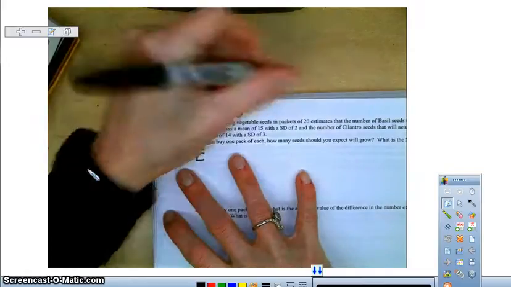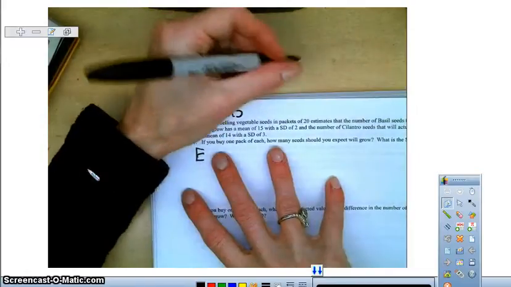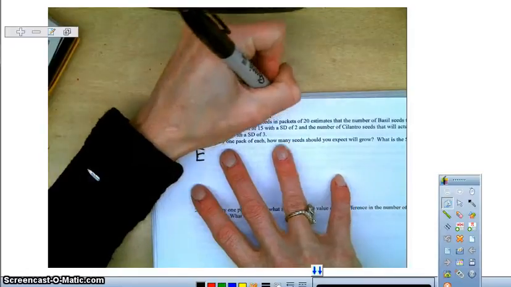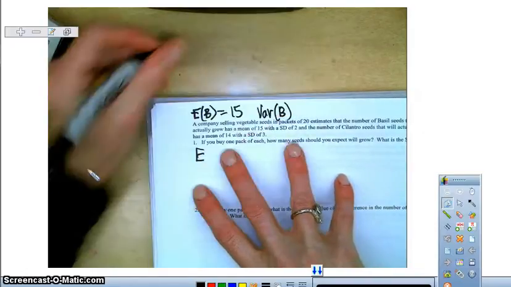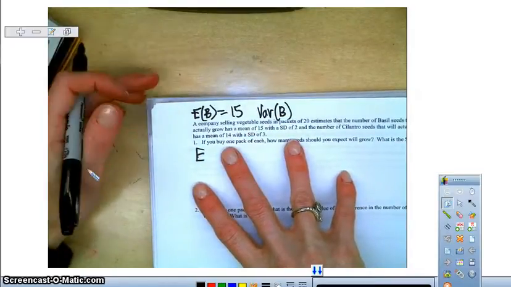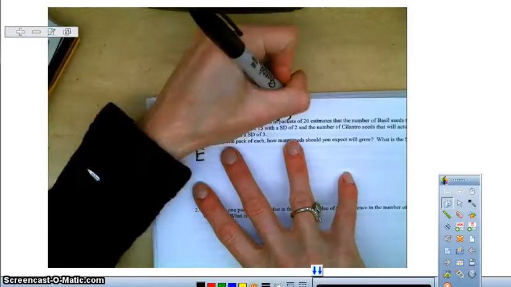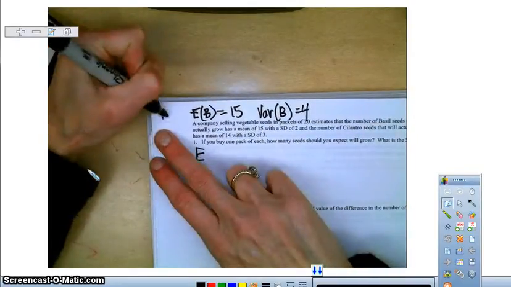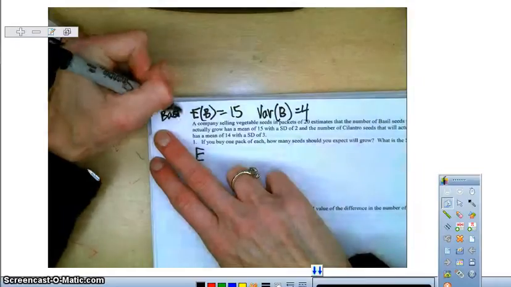15. And for the standard deviation, let's just write the variance. What's the variance of basil seeds? If the standard deviation is 2, the variance is 4. Variance is standard deviation squared. Okay? So B is basil seeds that will grow.